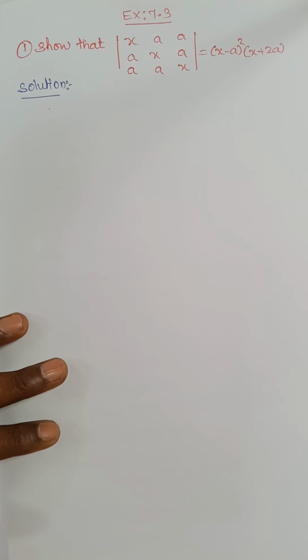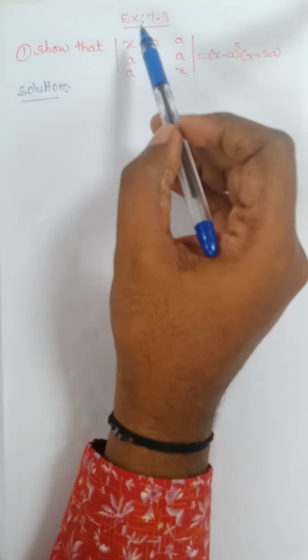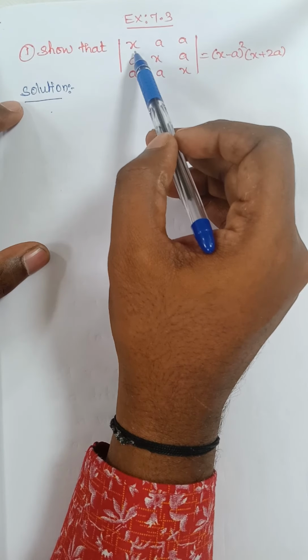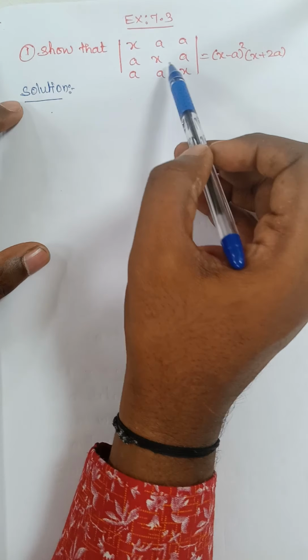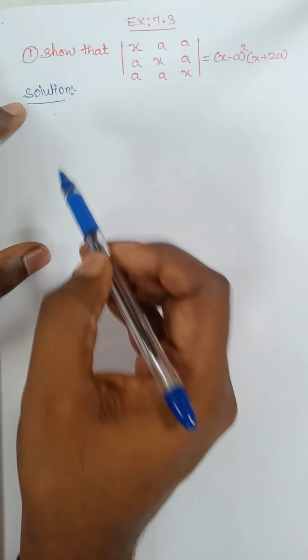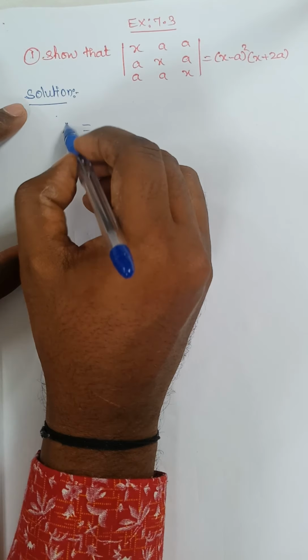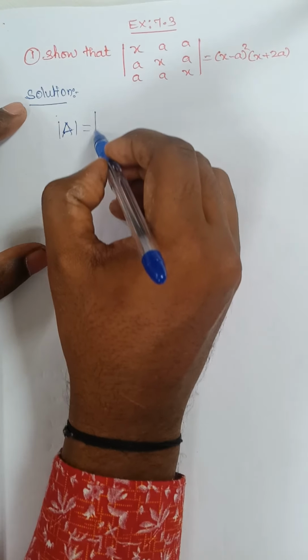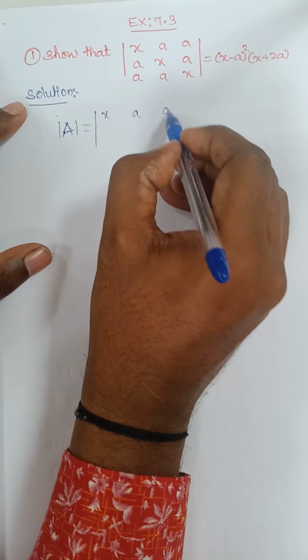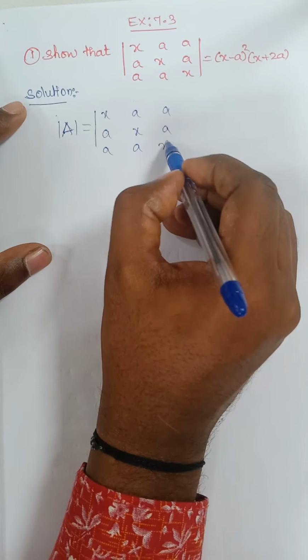Very good morning, students. Today we are going to discuss exercise 7.3, question number 1. Show that the determinant of x a a, a x a, a a x is equal to (x minus a) the whole square times (x plus 2a). First I am going to take this determinant as delta.